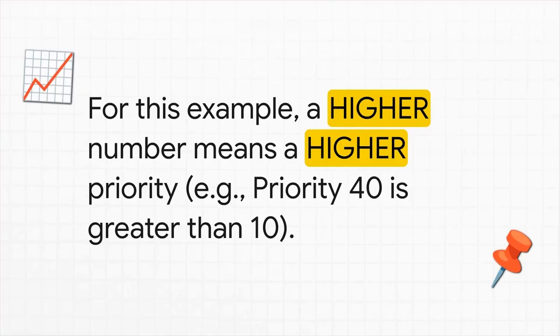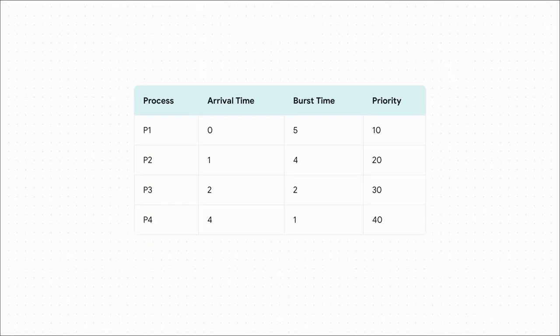Okay, before we start, we need one simple ground rule. For our example, the bigger the priority number, the more important the process is. So priority 40 is way more important than priority 10. Just keep in mind, in the real world, this can sometimes be flipped, so it's always the first thing you have to clarify. So here are our contestants for the CPU's attention.